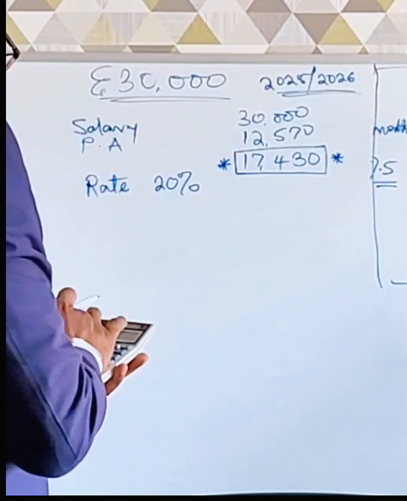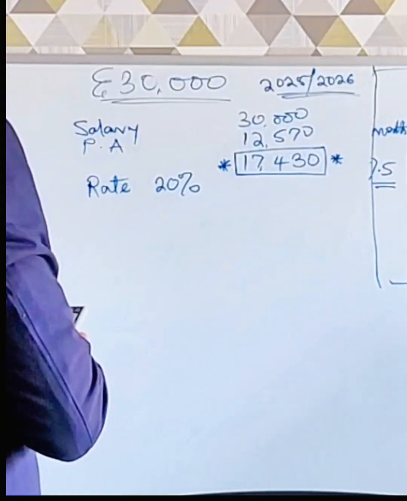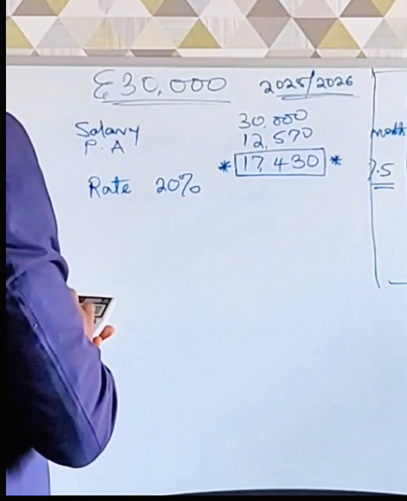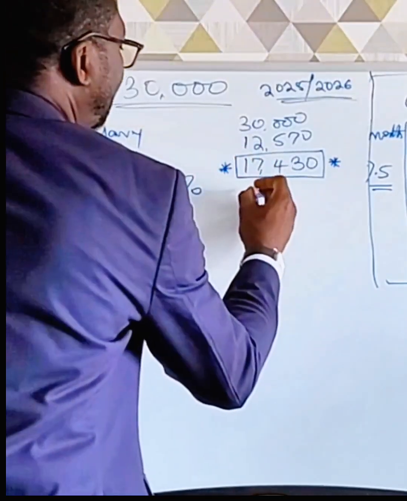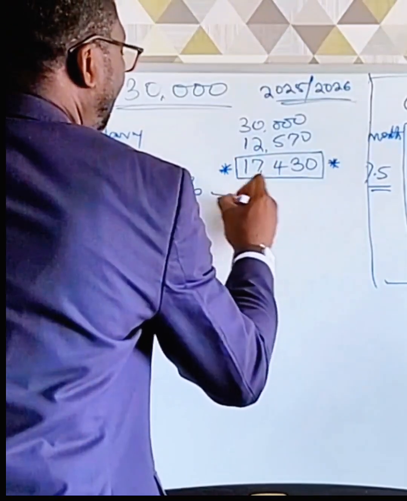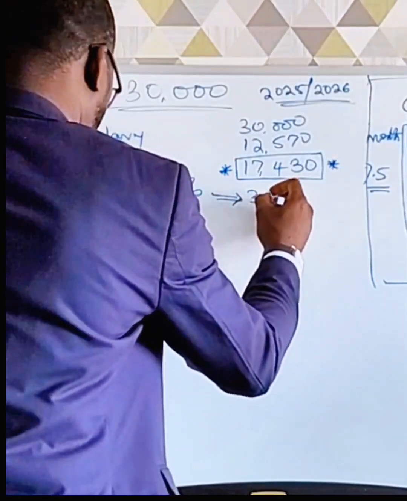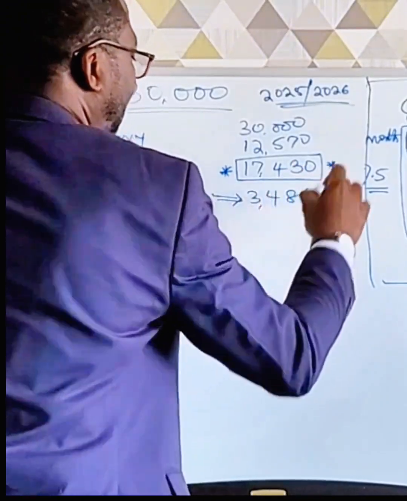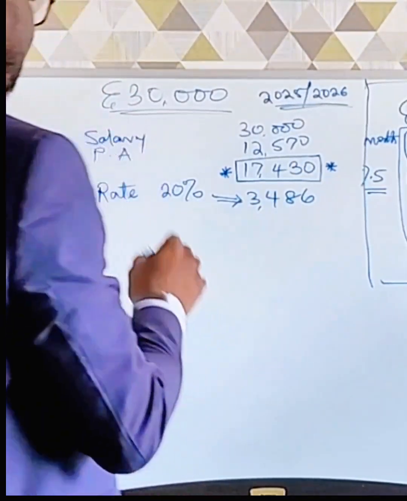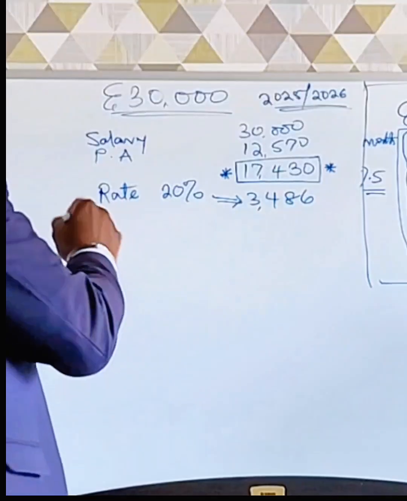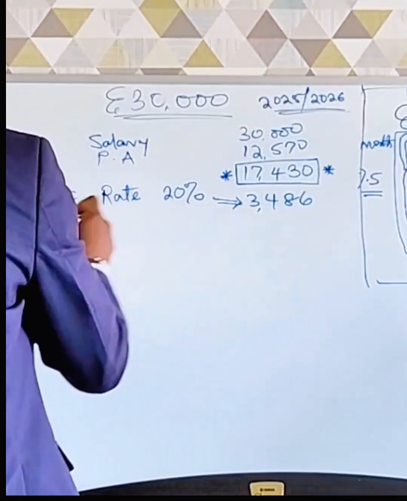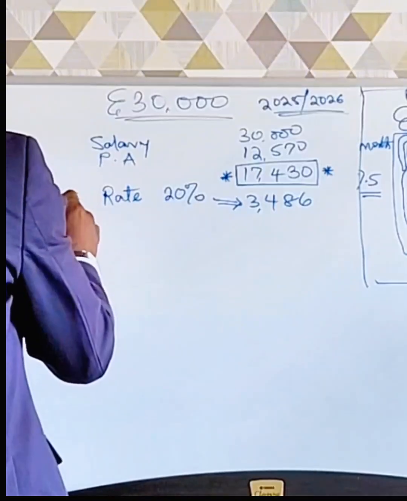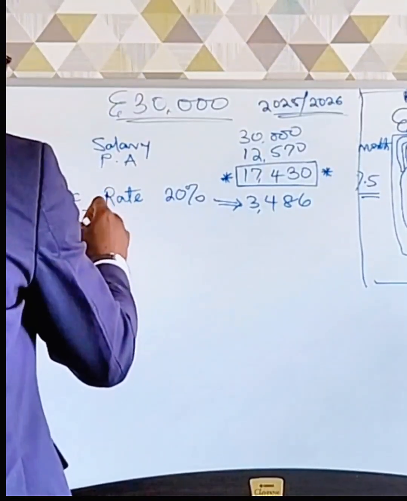Let's say 20%. 20% of this is what? 20% times 17,430. That will give us 3,486, right? That is just the basic rate now. Now the next thing you need to do is to get your NI.